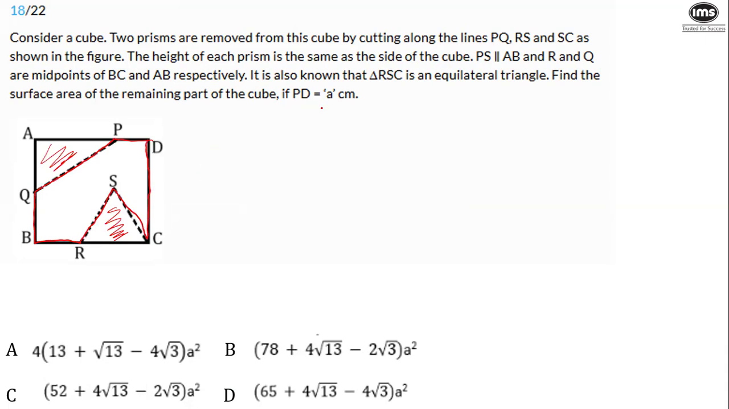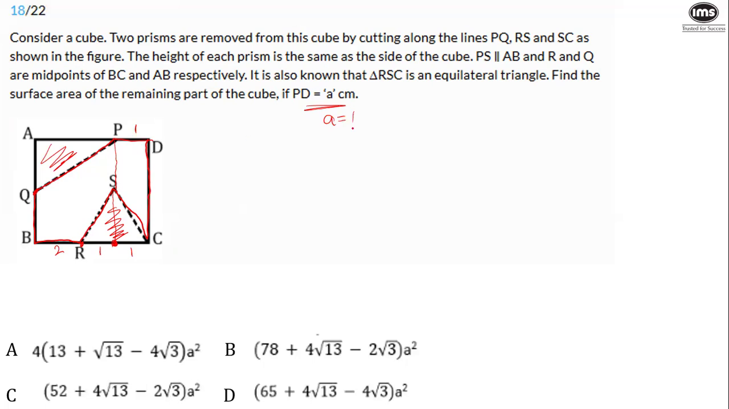Now they have given PD is equal to A. Moreover, PS is parallel to AB. R is the midpoint, Q is the midpoint. Now if R is the midpoint and RSC is also an equilateral triangle, then S is also obviously the midpoint. So if I take A is equal to 1, this is 1, this is 1, and this would then become 2.